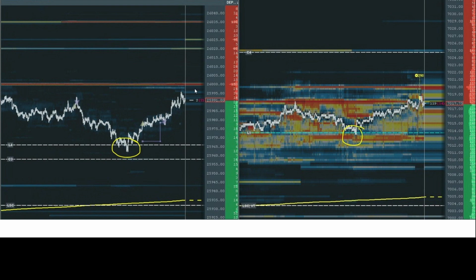This is Bookmap. Here, you can see the spot gamma levels, 0DTE information. The price goes down, retests this L4 and starts to go higher. That is when we have to get out at these liquidity levels.